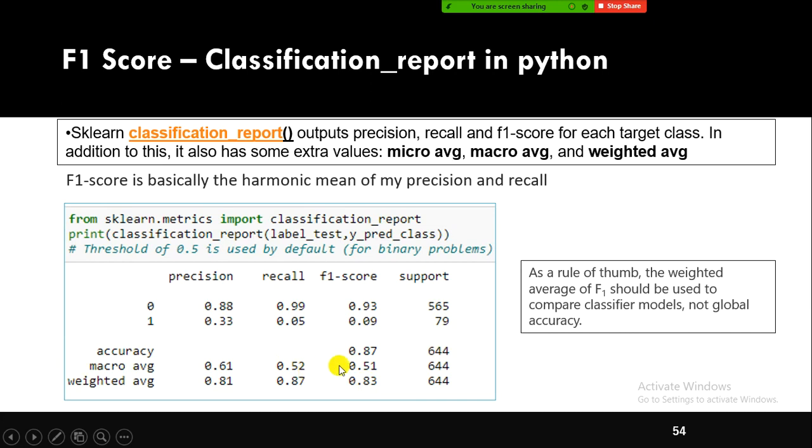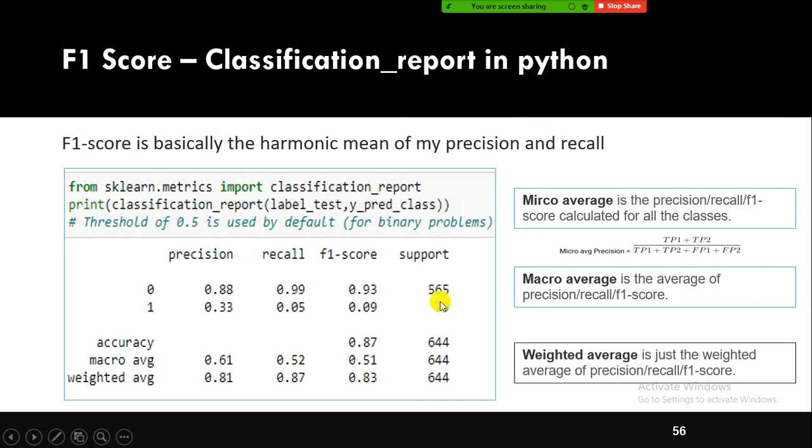Fine. So this is the macro average, and the weighted average you can also see. For the micro average, this formula is used to compute it. Macro average is the average of precision, recall and F1 score. The average of all these is called the macro average. Micro average uses true positives, false positives and so on. And then the weighted average is the weighted average of precision, recall and F1 score. That is how you need to interpret it.